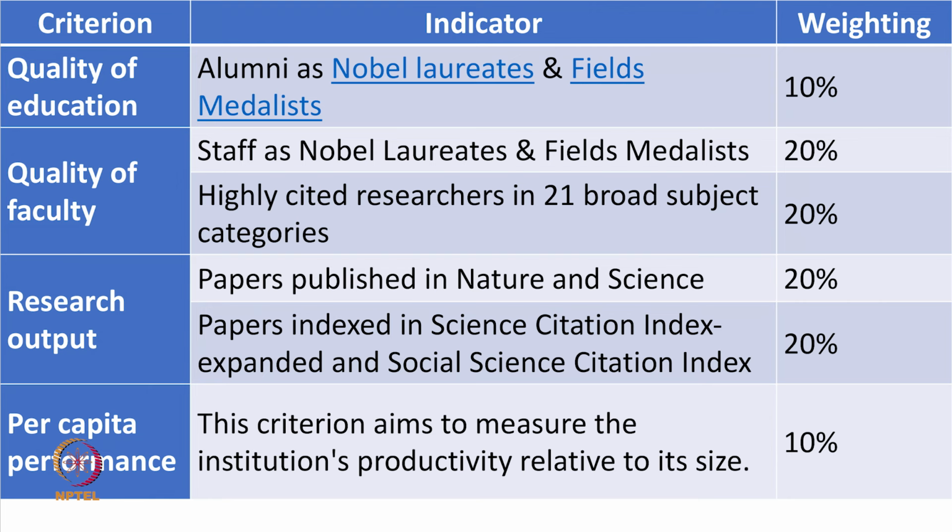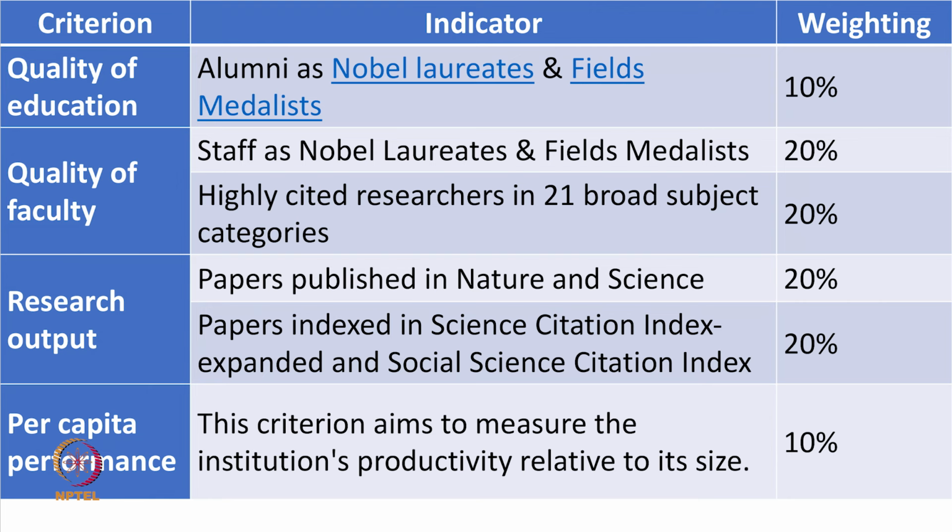ARWU does not rely on surveys and institution submissions. The weightage factors are under 5 categories. The result sheet of the Shanghai ranking is like this, and the criteria for the indicators are like this. They have classified them under 4 groups: quality of education, quality of faculty, research output, and per capita performance.